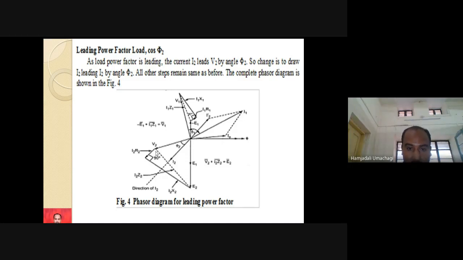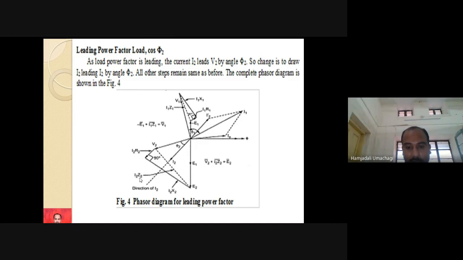First, I will take I2R2. So to show this I2R2, which direction should I check? I should check the direction of current I2. This is my current direction I2. So in parallel to this line will be your I2R2. Then 90 degrees, that will be I2X2. Then the vector sum of V2, I2R2, and I2X2 will be E2. And this dash line is the combination of I2R2 plus I2X2, that is I2Z2.